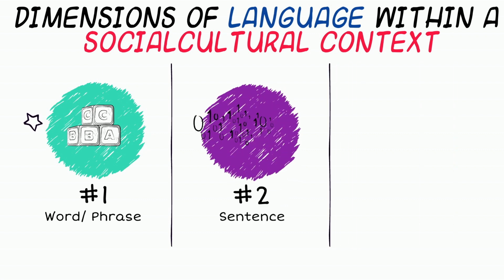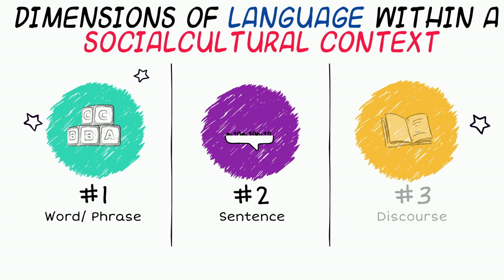Number 2, sentence. The sentence dimension contributes to the grammatical complexity of a text. Language users make choices in how they express ideas and their interrelationships through clauses in various sentence types. This also helps shape how a text is sequenced and connected.